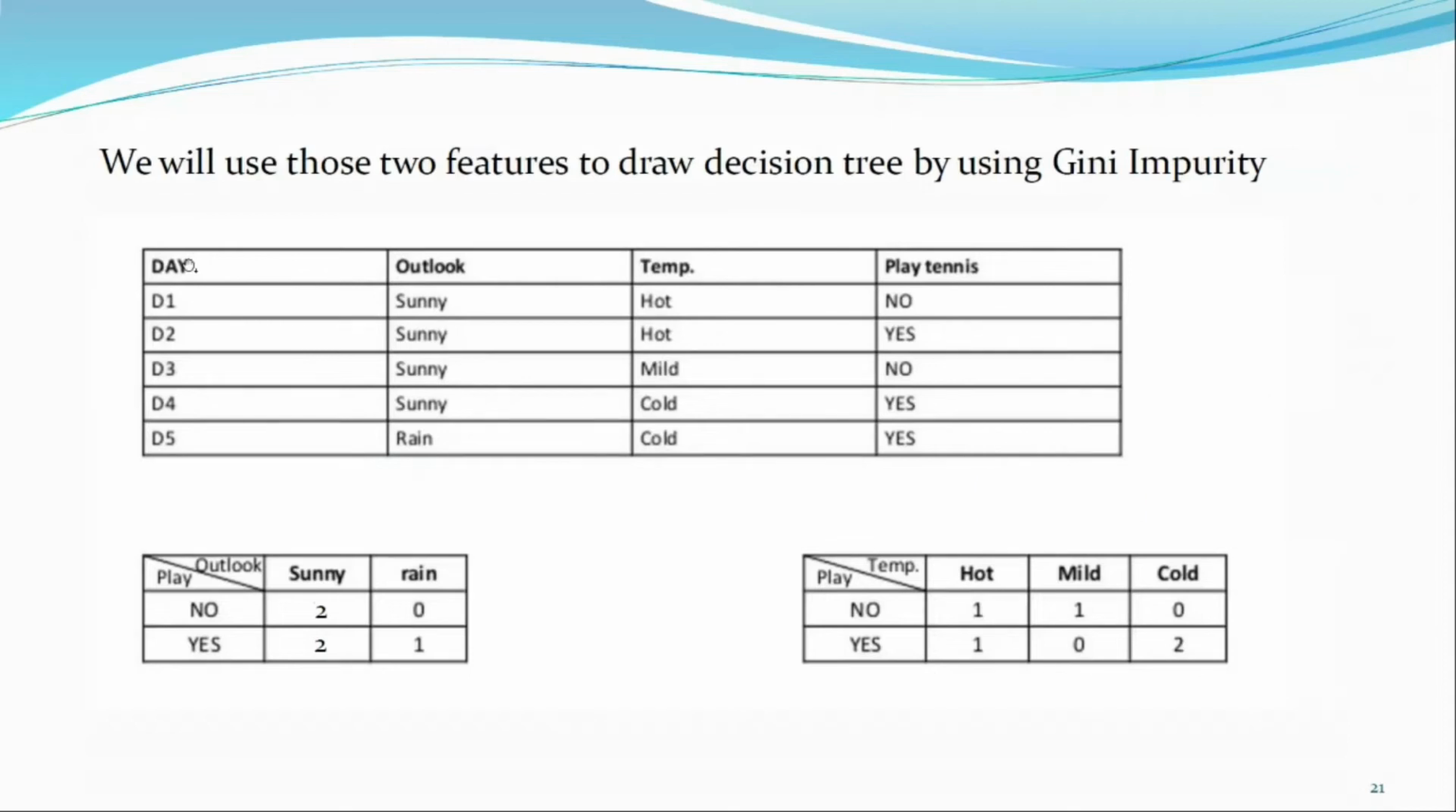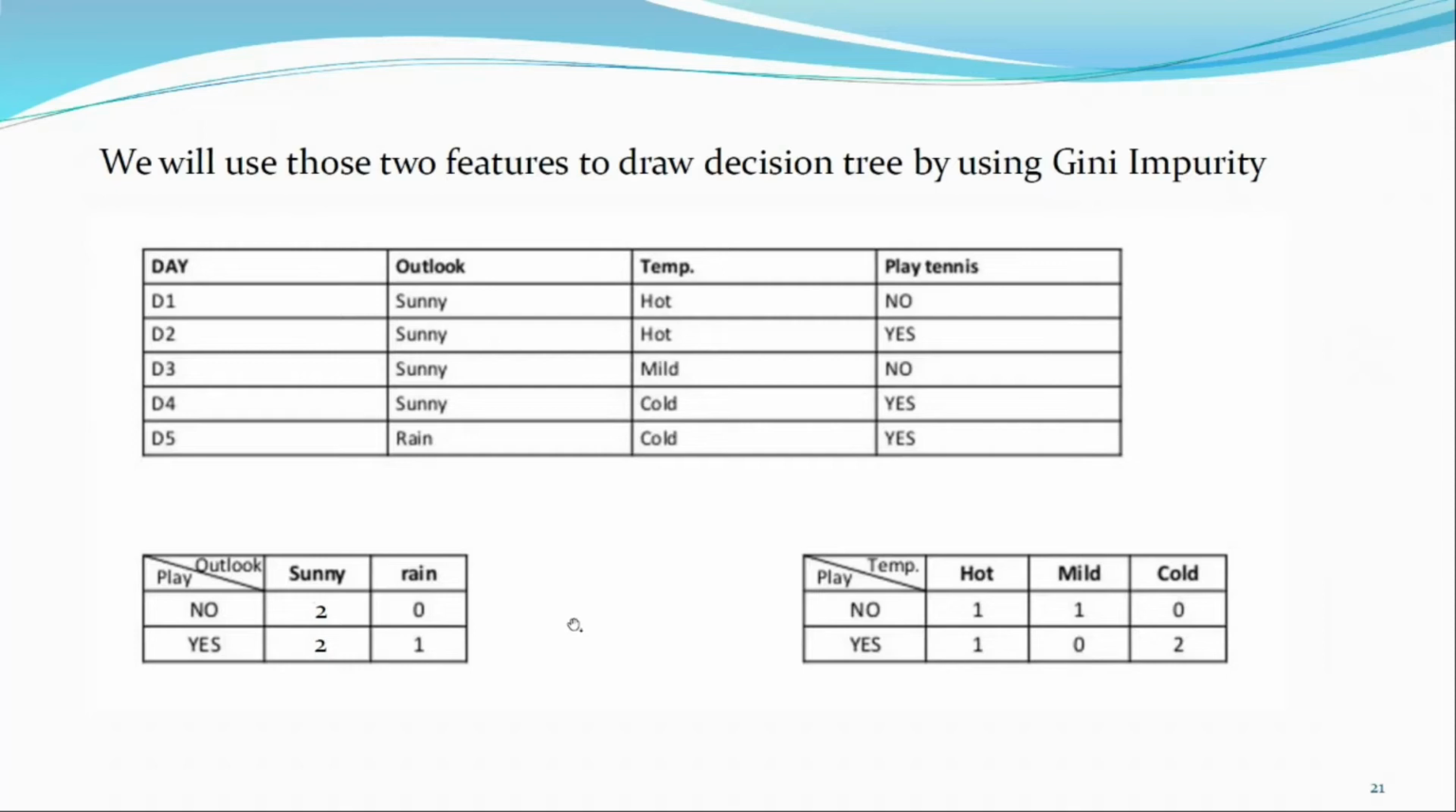So here we have 5 data points, 5 days. The outlook is sunny and rain, temperature is hot, mild, and cold. Before this one, we have only hot and cold. Now we have mild also. And the target is yes or no.